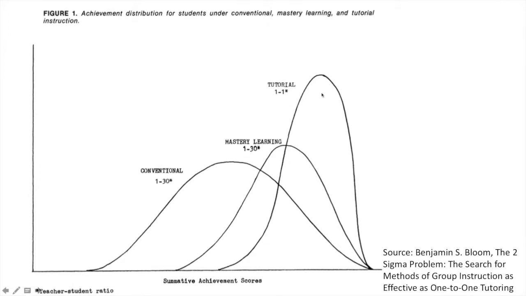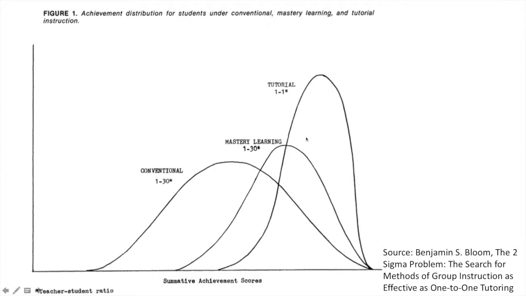You have 3 that are charted here. Conventional instruction, which is your typical 1-on-30, where one teacher teaches via direct instruction and then issues students summative assessments occasionally. You have something that's called mastery learning, which has a 1 standard deviation difference from conventional learning, and that is some direct instruction, but also a lot of formative assessments given to students with consistent feedback given as well, like corrective action.